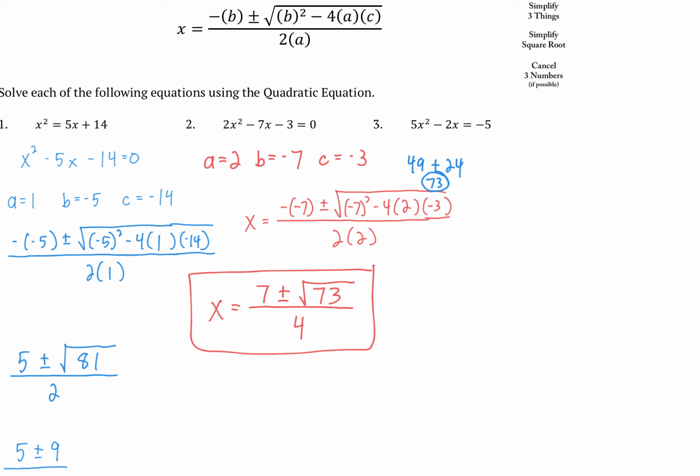So you don't have to split it up. And that's kind of the main thing I wanted people to see. If you end up with a square root in your final answer, then you won't split it up like we did the last one.